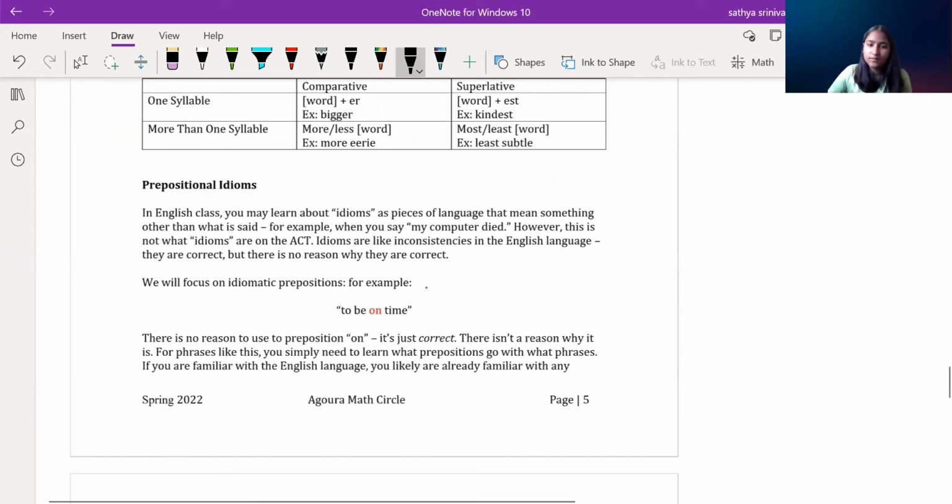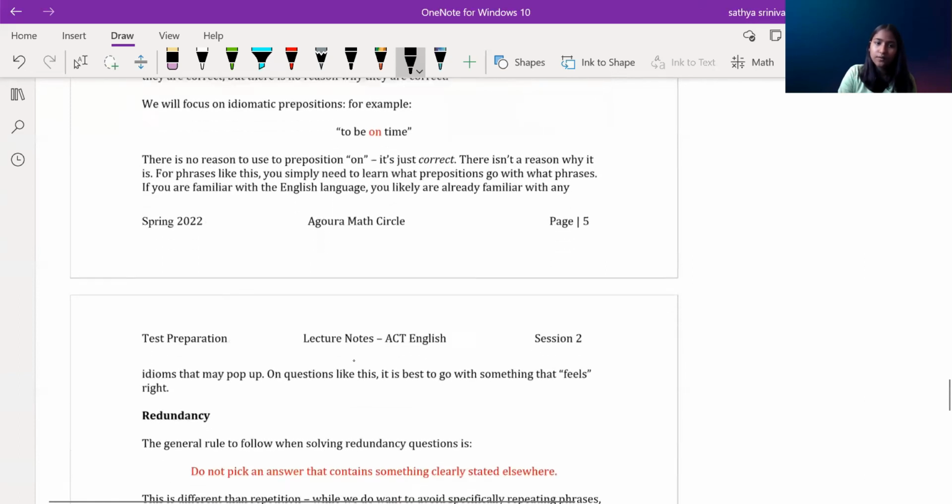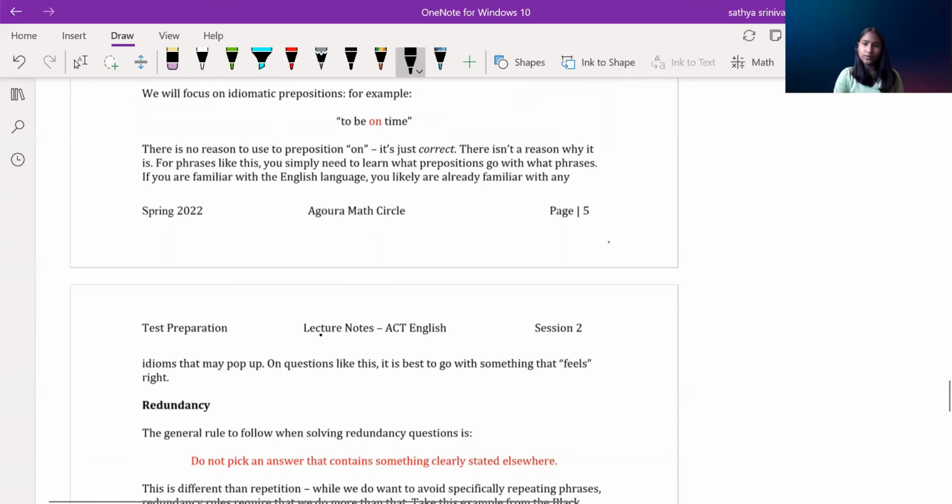For example, if we say to be on time, literally that wouldn't make sense, right? To be on time, but it's just correct. It's just an inconsistency in the English language that's correct, right? And if you're familiar with the English language, if you're fluent in it, like I think we all are, then you're probably already familiar with most of the idioms that are going to pop up, right?